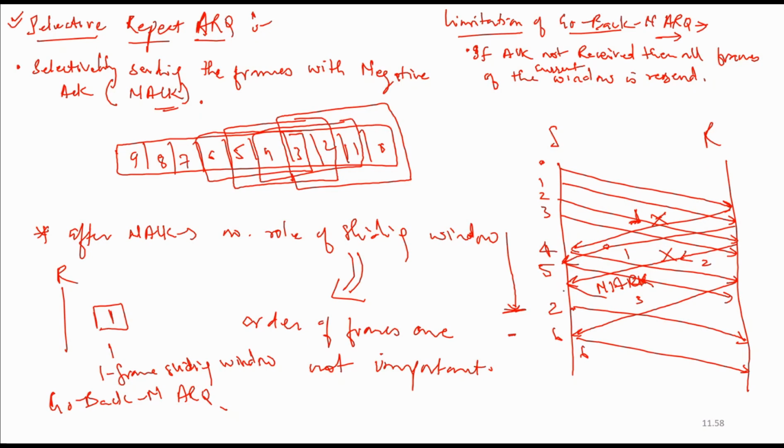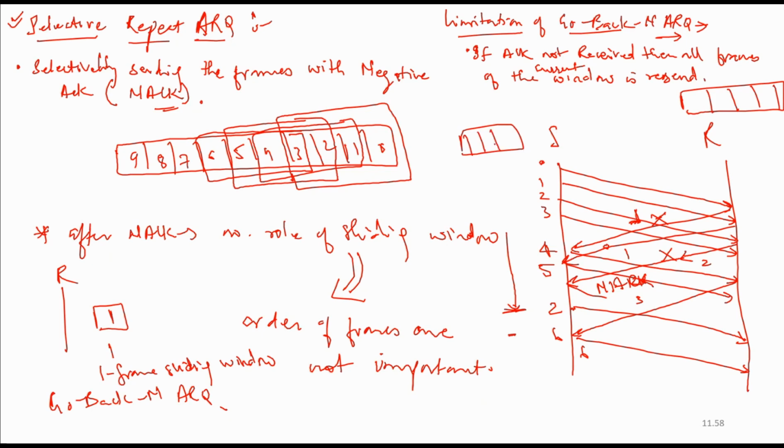So suppose frame 2 is not received, it receives a negative acknowledgement. In that case, the order of the frames has changed, because after 4, 5, then 2 is sent, then 6 is sent, likewise. So the order of the frames is not important in selective repeat ARQ, because at the receiver end also we have a window. Suppose the window size is 4 at the sender side, so it will be 4 here too.